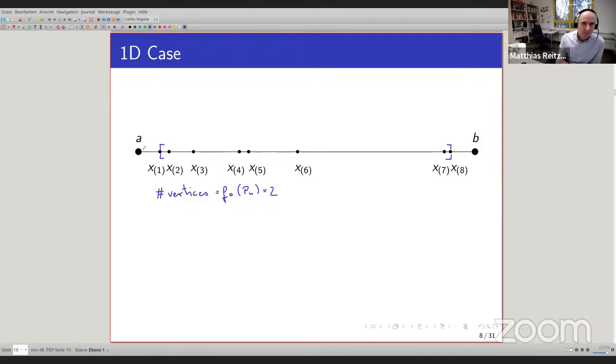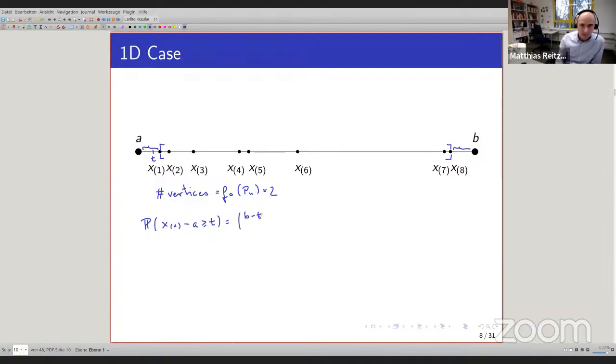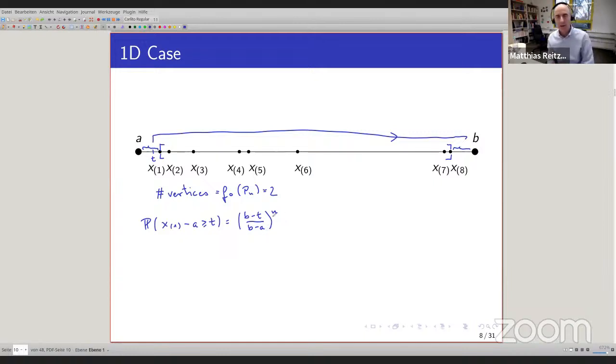And the more interesting question is, what is the size of this missed area here to the left and to the right? And this is also well known. So the probability that x1 minus a is greater or equal t is just the probability that all 8 points, or in general all n points, miss this interval if this is t. So this would be b minus t divided by b minus a. That's the probability that all other points are on this side here. And there are n points, so it's b minus t divided by b minus a to the power n. And this is something you learn in the elementary probability course, that order statistic behaves like this.